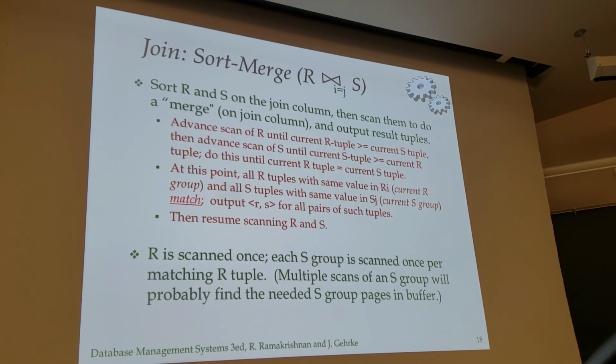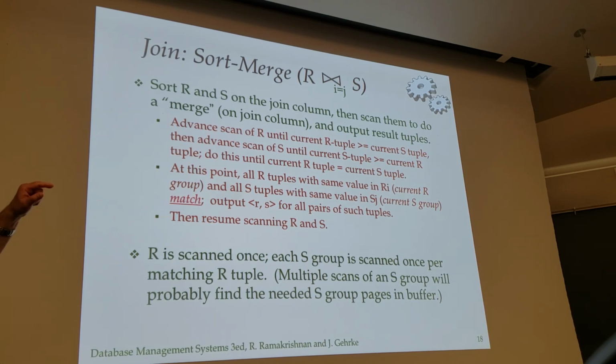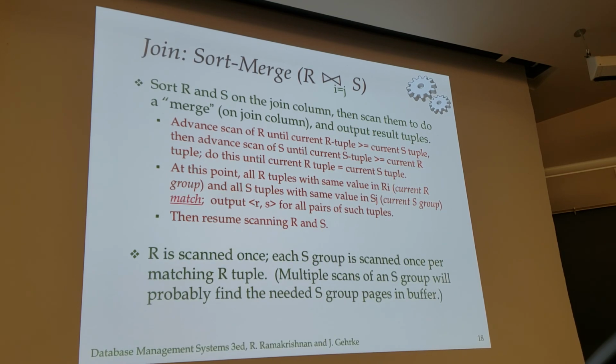The reason this is worth mentioning is, take the worst case where all the values are equal. Everything in R equals everything in S. You'll have to scan R, and then for each value in R, you have to scan the entire S group each time. So in the worst case, it is going to be pages of R plus pages of R times pages of S. Again, you can be clever and do a block version of that to get all the matches. But typically, you're not going to have everything matching everything, but you could. But you get the idea.